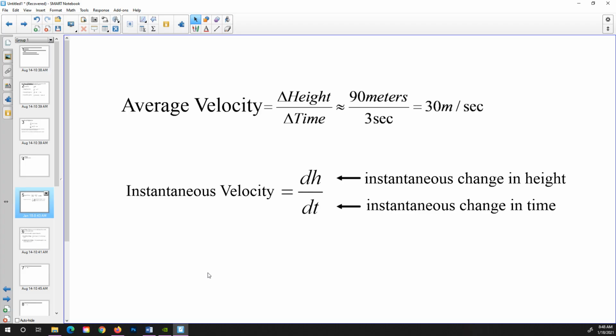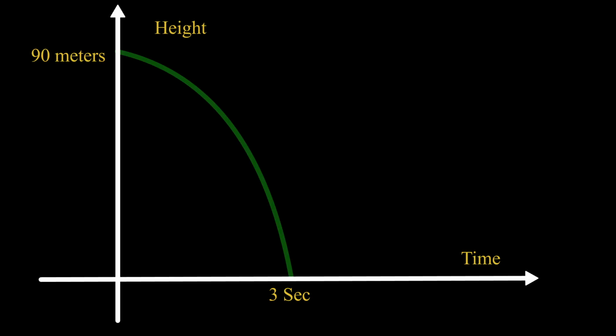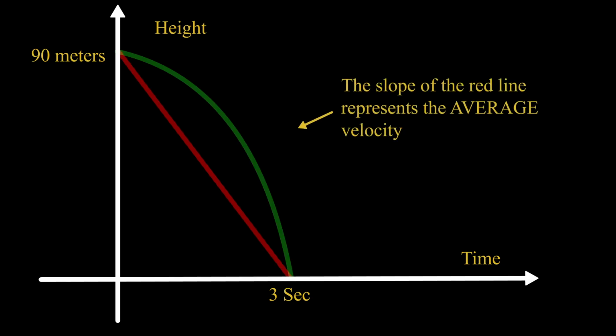With a derivative, we use the notation dh over dt. We can think of this as an instantaneous change of height over the instantaneous change in time, which again gives us a velocity in meters per second. If we connect the point on this graph where the ball is released and the point where it hits the ground with a red line shown here, the slope of this secant line represents the average velocity.